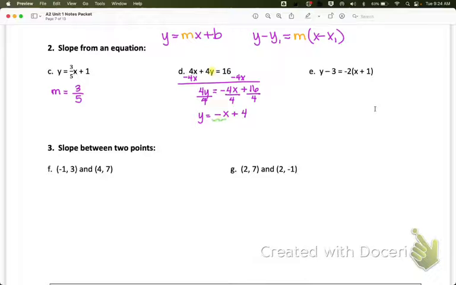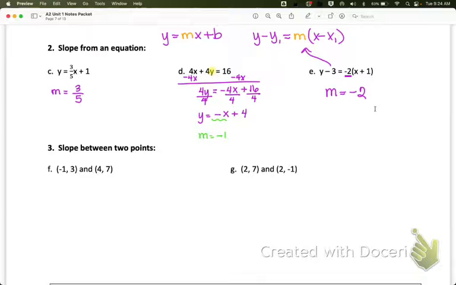And now we can see here the slope is negative 1 because that's the coefficient of x. E looks messier, but it's not because this is point slope form right here. So we just have to identify the right piece, and here's where our m is, so we can see that m is negative 2. Okay, so that's using the equations to determine the slope.